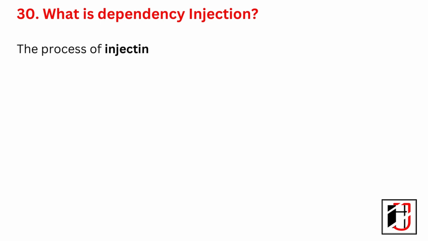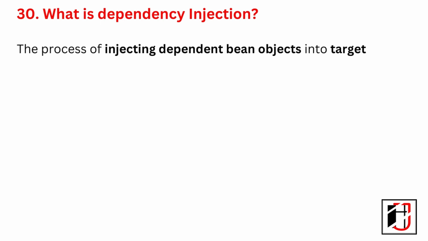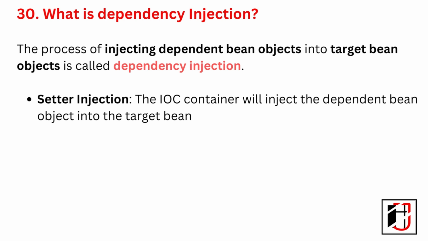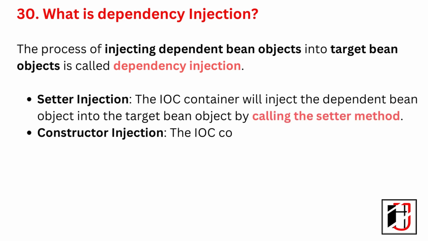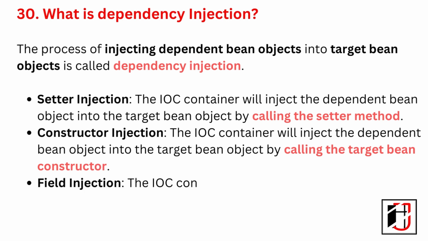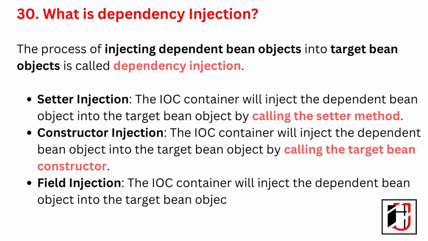What is dependency injection? The process of injecting dependent bean object into targeted bean object is called dependency injection. Setter injection: the IOC container will inject the dependent bean object into the targeted bean object by calling the setter method. Constructor injection: the IOC container will inject the dependent bean object into the targeted bean object by calling the target bean constructor. Field injection: the IOC container will inject the dependent bean object into the targeted bean object by reflection API.